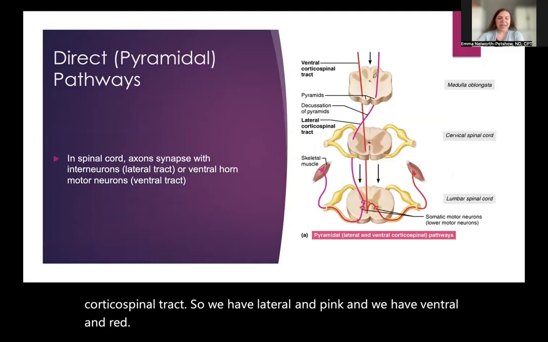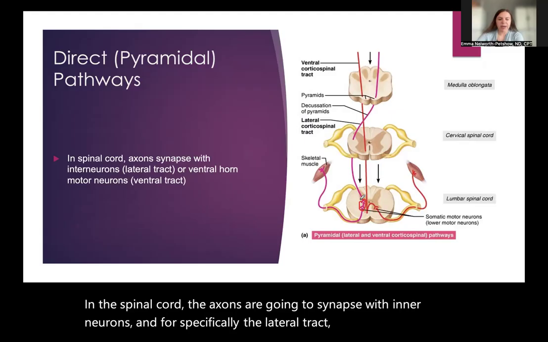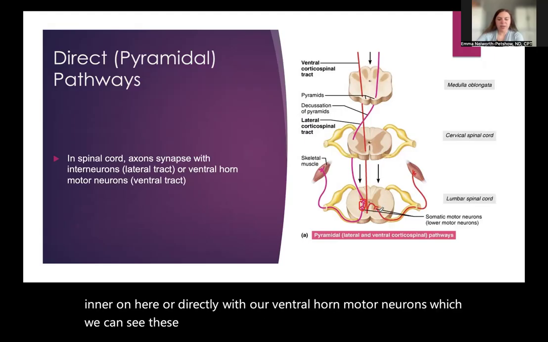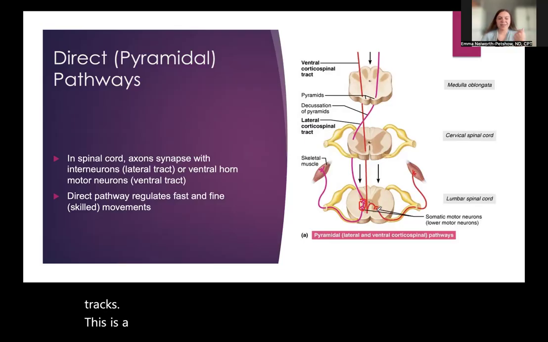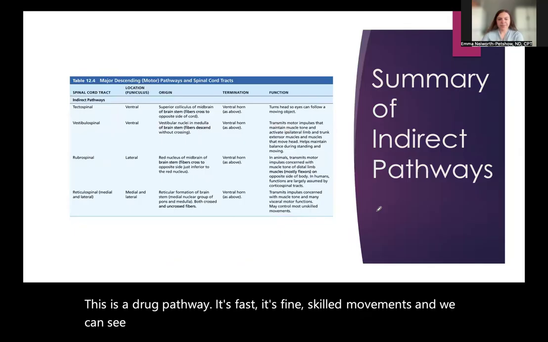In the spinal cord, the axons are going to synapse with interneurons, specifically for the lateral tract, we can see that little interneuron here, or directly with our ventral horn motor neurons, which we can see, these ventral horn or lower motor neurons, in both tracts. This is a direct pathway. It's fast, it's fine, skilled movements, and we can see this listed below.